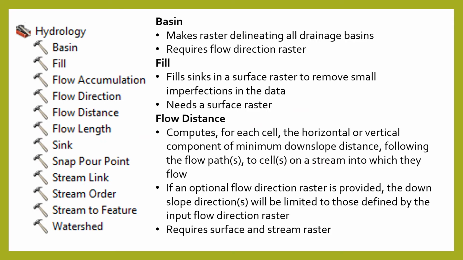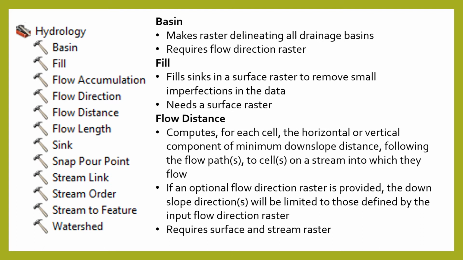So when we look at hydrology, the Hydrology Toolbox has a plethora of tools, and we're going to look at what some of these include and what they do. For example, the basin tool makes rasters delineating all drainage basins, but in order to do that, you have to have a flow direction raster. Then there's the fill tool. The fill tool fills sinks in a surface raster to remove what you might consider small imperfections or spots that don't drain on a surface.